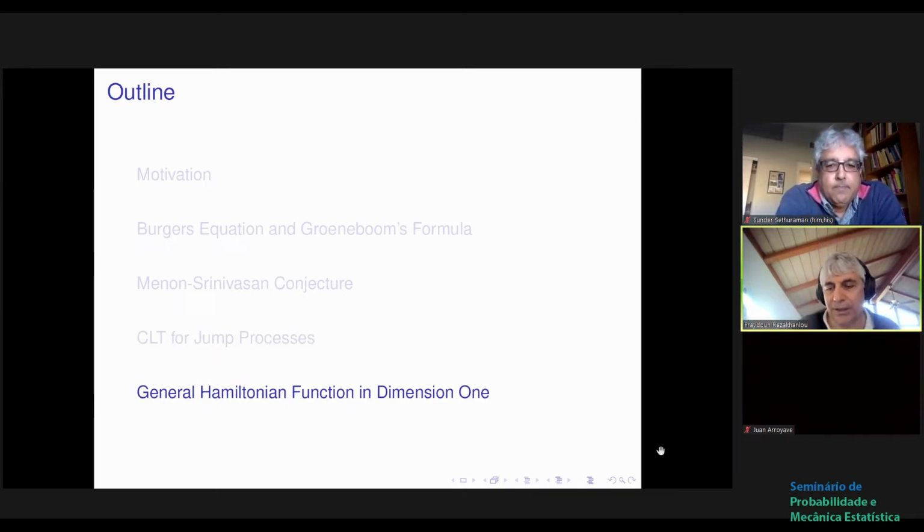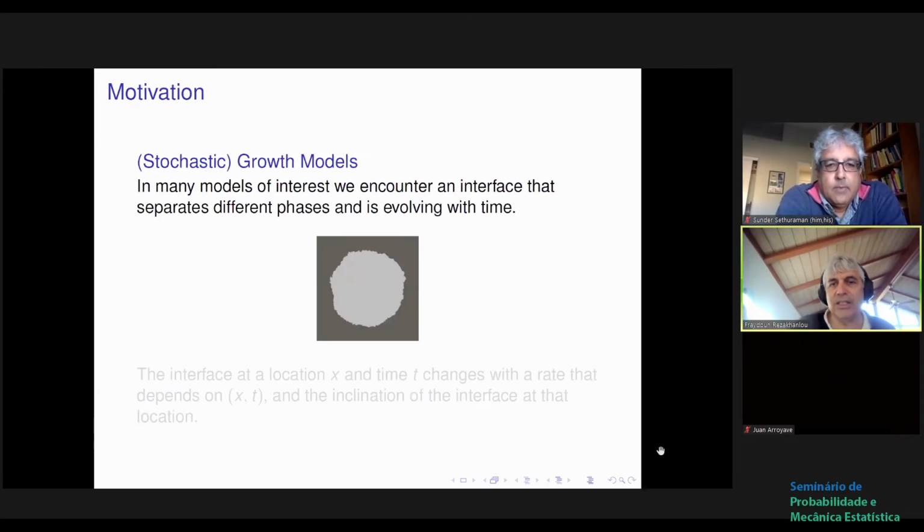And then I explain how you can go beyond Burgers' equation and explain a generalization of the Menon and Srinivasan conjecture. So let me start with the motivation. And again, this is a problem that has been bugging me for a long, long time. And that is the stochastic growth models. You have some interface separating different phases. The interface is evolving with time, is random.